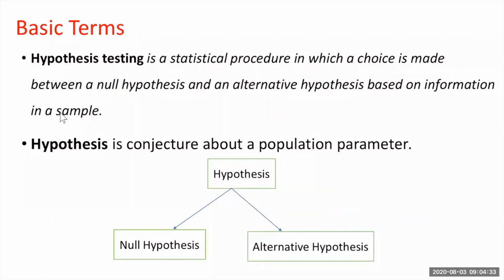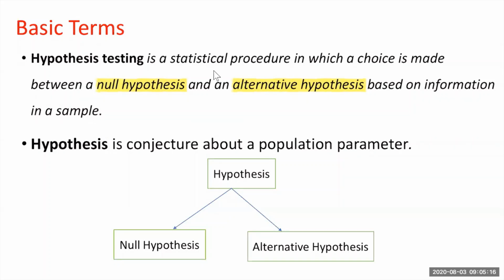When I say hypothesis testing, it is a statistical procedure in which a choice is made between a null hypothesis and an alternative hypothesis based on information in the sample. So the fact is, in statistics, although we'll talk a lot about population, we'll only have a small sample, and we'll be analyzing that sample to predict about the population. So what we'll do here is formulate the null hypothesis and an alternative hypothesis based on the sample, and then the choice is made between the null and the alternative hypothesis.